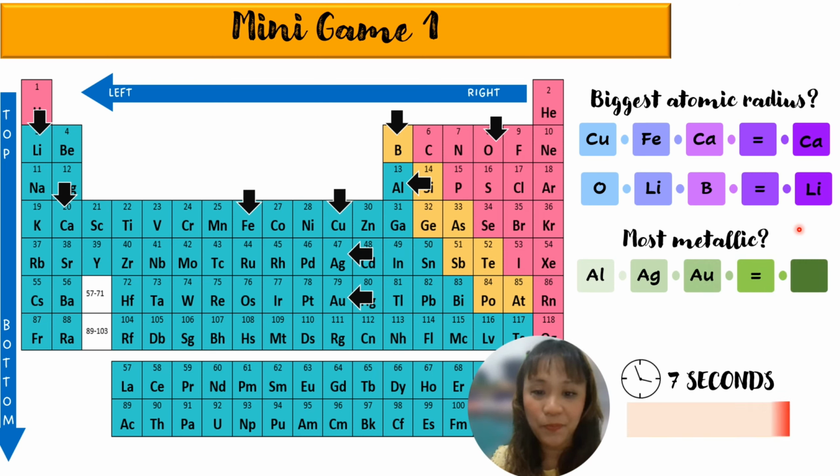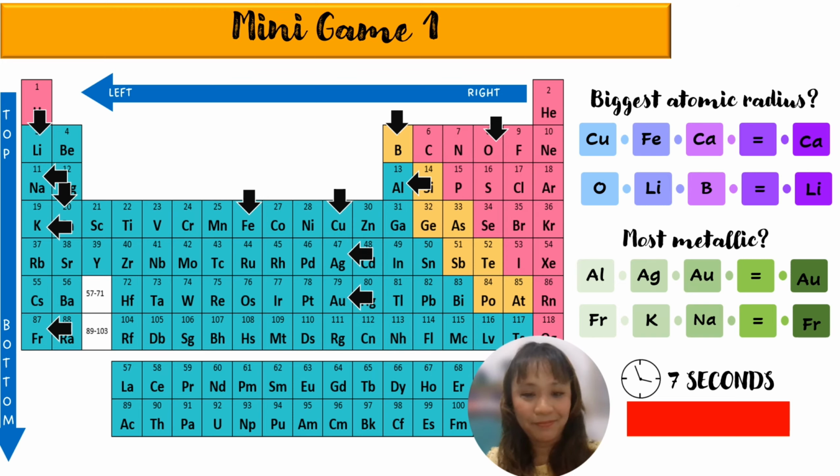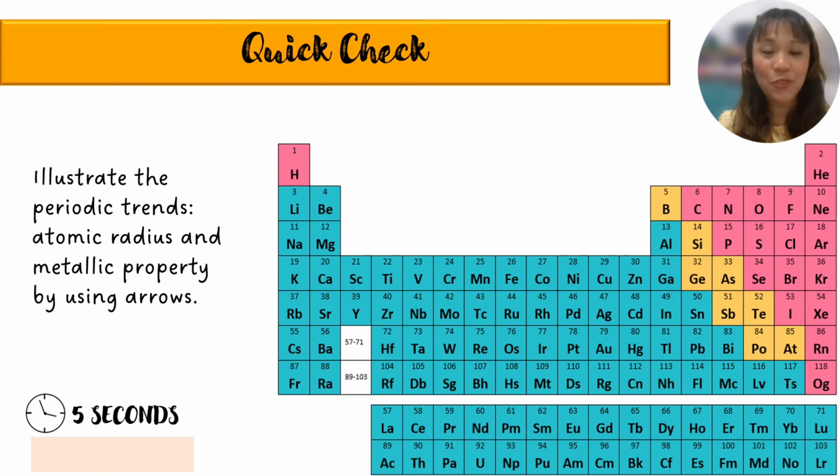7 seconds starts now. Between aluminum, silver, and gold, which is most metallic? If you answered gold, you're right. Next. 7 seconds starts now. Among francium, potassium, and sodium, which is the most metallic? If you answered francium, you're right. If you got 4, very good. You've got 5 seconds to remember how to illustrate the periodic trends atomic radius and metallic property by using arrows. 5 seconds starts now.